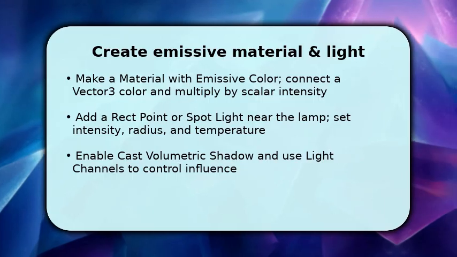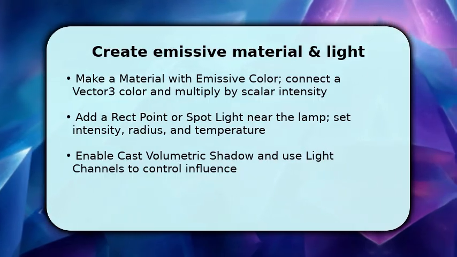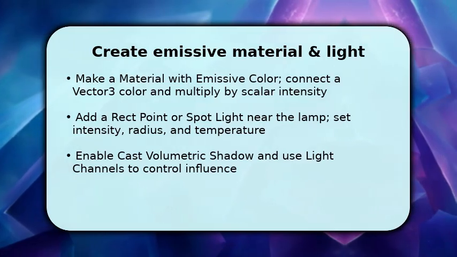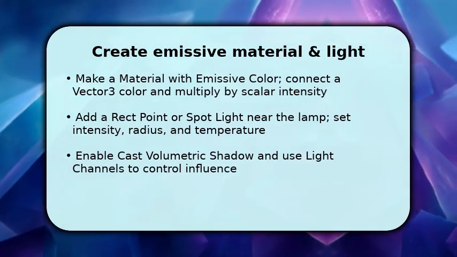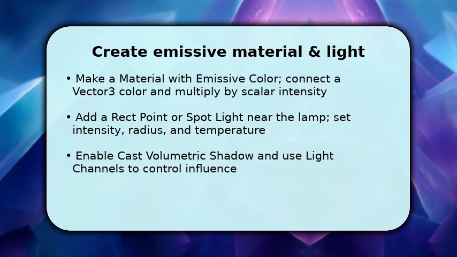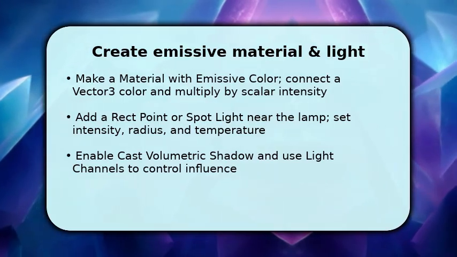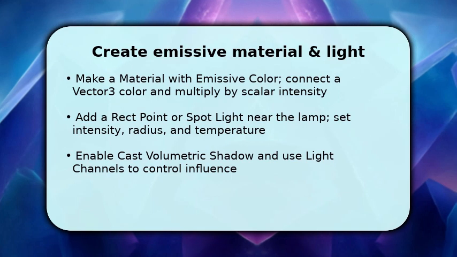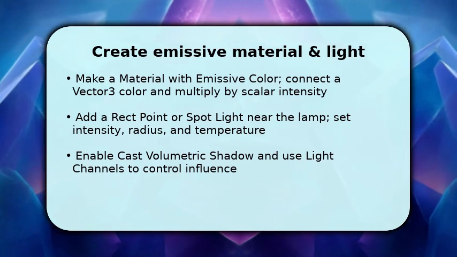Then add a light actor. Use a rect light for soft area lighting or a spotlight for focused beam. Adjust intensity, attenuation radius, and temperature to match the emissive color. Finally, enable volumetric lighting and set shadowing options. These choices control how the night light lights surfaces and fog.